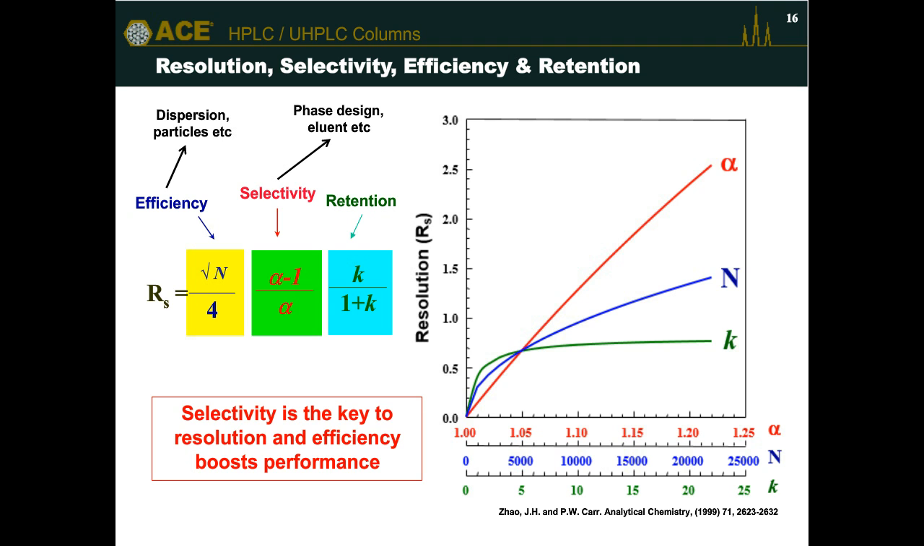We tend to use selectivity in the first stage for our method development, and then look at the efficiency as a tweaking, to get the best optimization of the method at the end. So we choose a dimension column to work with for method development, but potentially once we've chosen the right selectivity, then we could change the column dimension. We could throw away plates, or we could get a longer column, for example, to get higher efficiency when we optimize the method at the end.